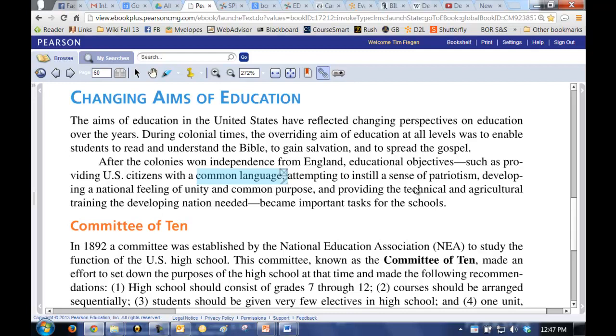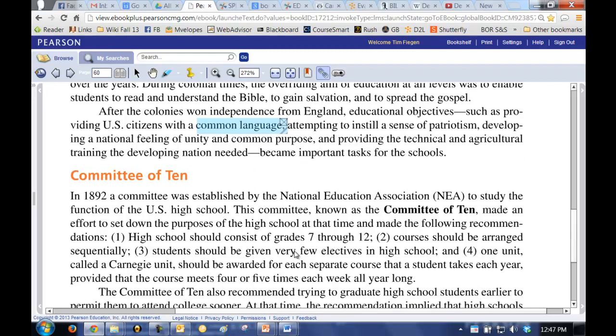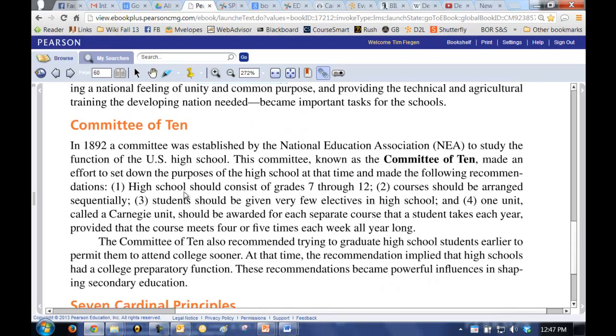And developed a national feeling of unity and common purpose. And I've never seen our country at a time more divided than it is here in the last 5 years. And provide the technical and agricultural training development our nation needed. And of course, we've kind of abandoned that. So at first we had the Committee of 10 in 1892.